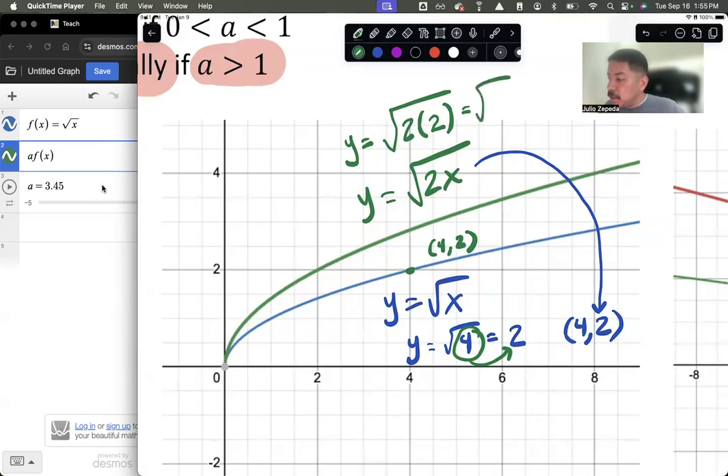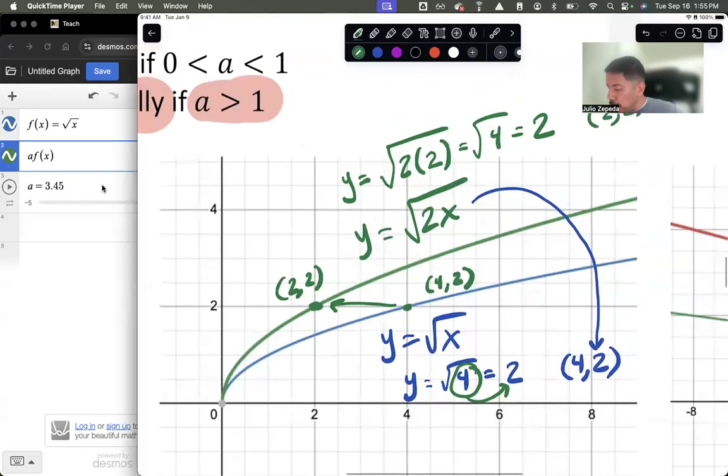And so this becomes the square root of 4, which is 2. And so we get the ordered pair now. When I plugged in an x value of 2 into this new function, I got a y value of 2. So notice what happens here. The x value gets cut down by a factor of 2, or to half of its size, and gives me the point 2, 2.